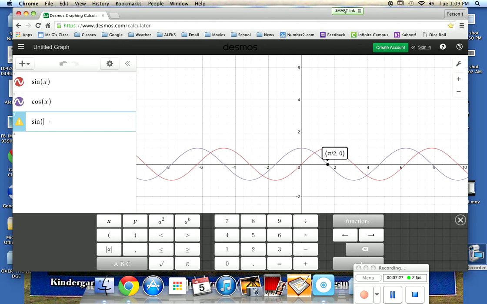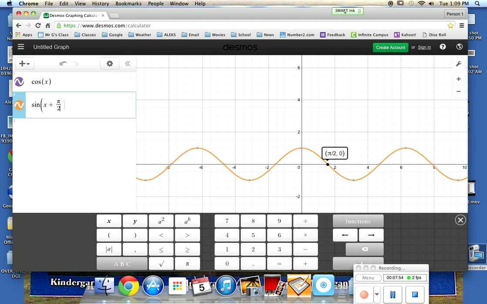I got my sine here, and I'm going to do x plus 90 degrees, but we're in radians on this right now, so it's pi over 2. Divided by 2. All right, so what I've done here is I've created cosine just by calling it x plus pi over 2. I've done a phase shift of 90 degrees, or pi over 2.